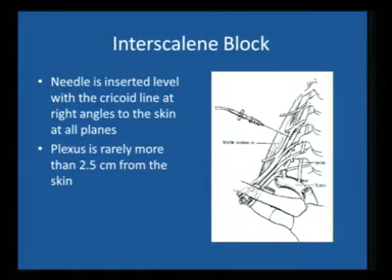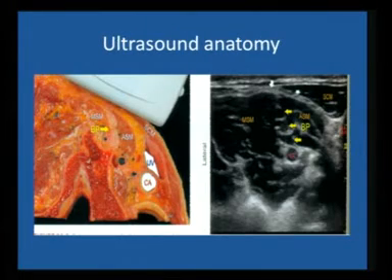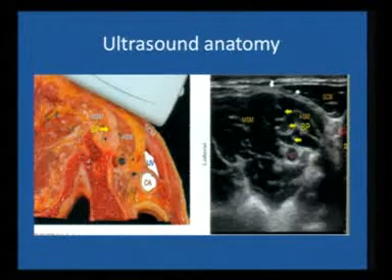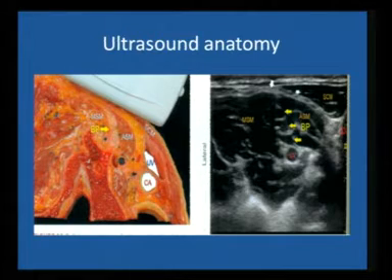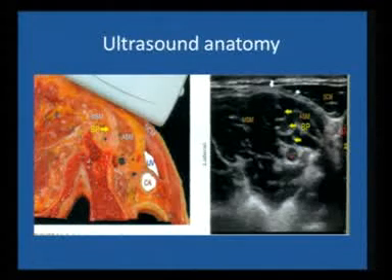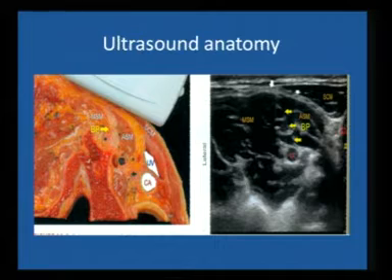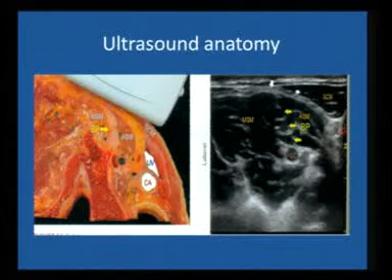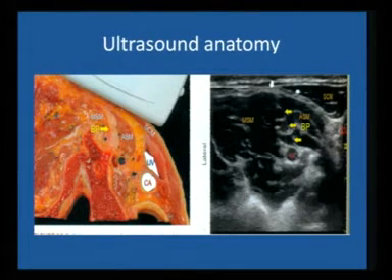In this interscalene block, the needle won't go more than 2.5 centimeters. You will get the paresthesia or the twitch within 2.5 centimeters. The needle should be inserted at right angles to the skin in all the planes. This is the cut section showing the brachial plexus sandwiched between the scalenus anterior and scalenus medius, and this is the ultrasound picture showing the brachial plexus between the scalenus anterior and scalenus medius, and we can see the superficial cervical plexus just posterior to the sternocleidomastoid.